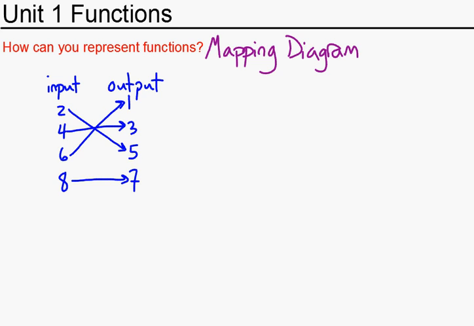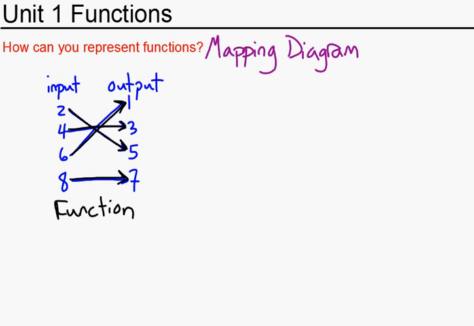And I kind of already said that it's a function, but let's look at why it's a function. Remember, functions are consistent. So if I look at the 2, 2 goes to 5 and nothing else. Every time you start at 2, you end up at 5. Every time you start at 4, you end up at 3. Every time you start at 6, you end up at 1. And every time you start at 8, you end up at 7. It's consistent. So this is a function.